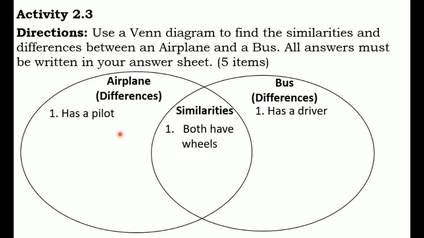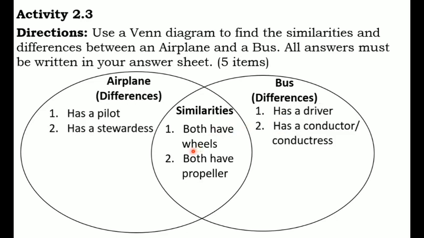Of course, here in airplane, the difference is that airplane is operated by a pilot, while in bus, it is operated by a driver. Okay, but both have wheels. Okay, number 2, in airplane, the person who is taking care of the passengers is called a stewardess or steward. But for the bus, the person who is responsible for the passengers is called a conductor or conductress. And for the similarities, both have propeller. Pareho silang may hélice.